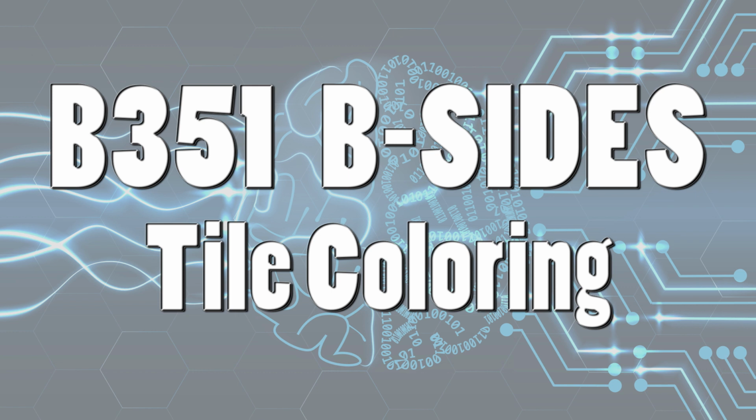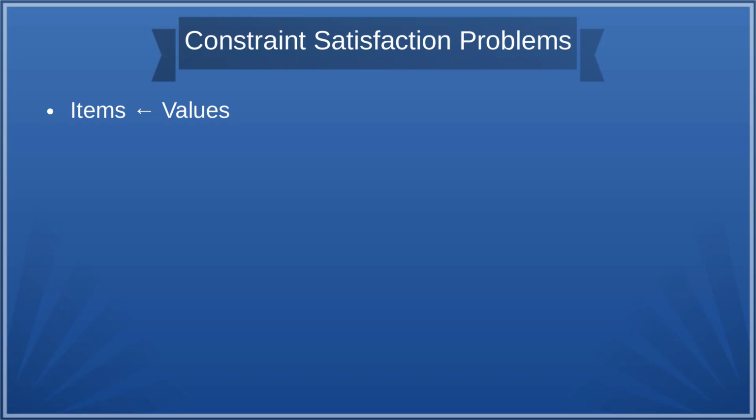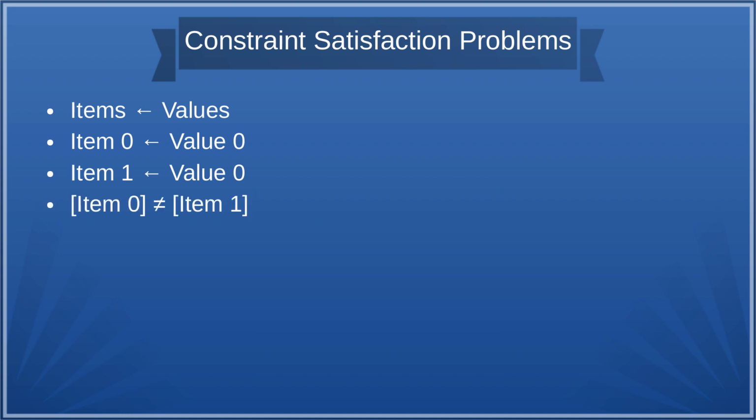In this video, I'm going to be modeling an algorithm for solving constraint satisfaction problems using backtracking. First, let's quickly define a constraint satisfaction problem. Constraint satisfaction is the process of assigning values from a set of possible values to a set of items, which have certain constraints about how their values must or must not be related.